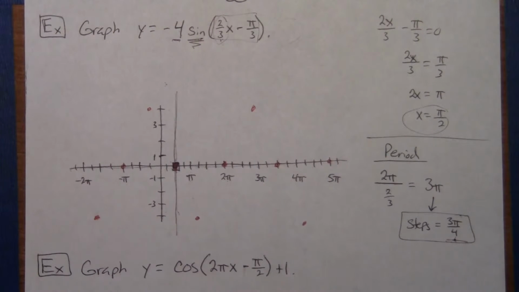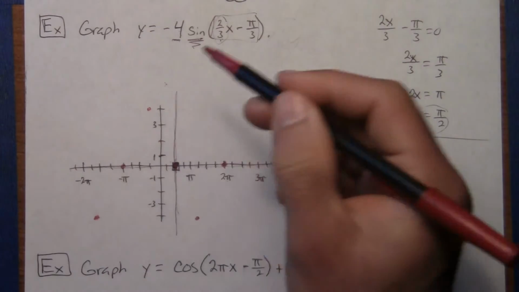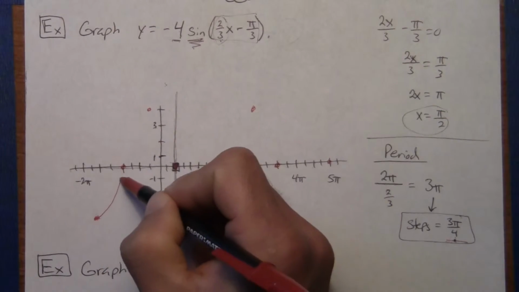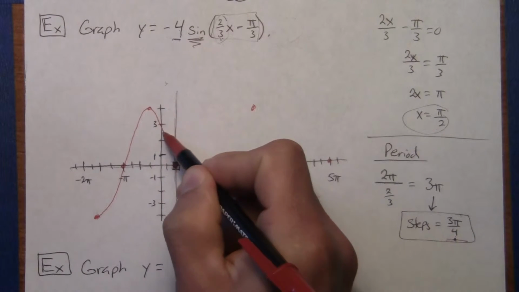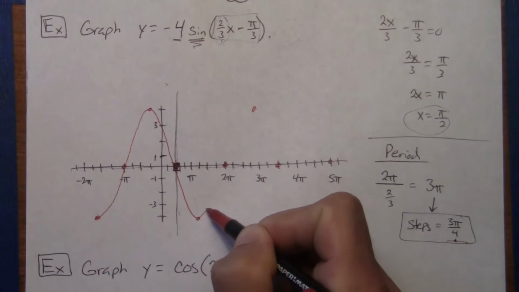And now I've got all of my points, and I didn't have to sit there plugging and chugging numbers. I could just quickly evaluate. And now I'll put my smooth curve through it. Do the best you can to make this look like a curve and not mountaintops.